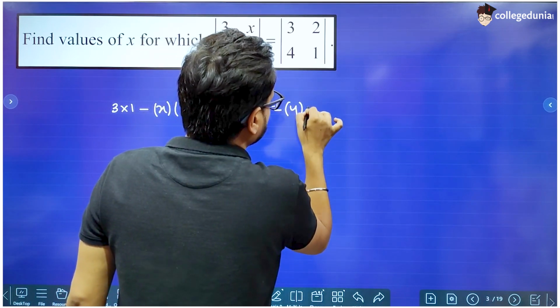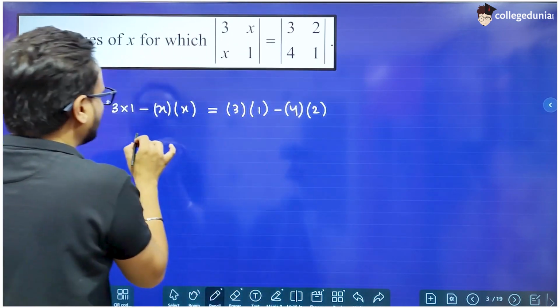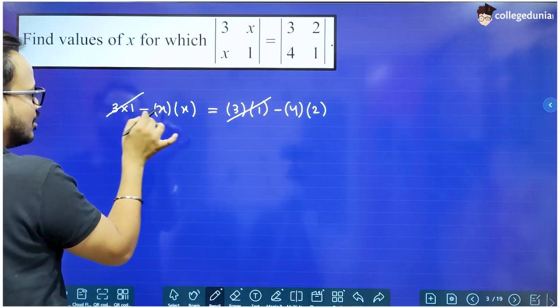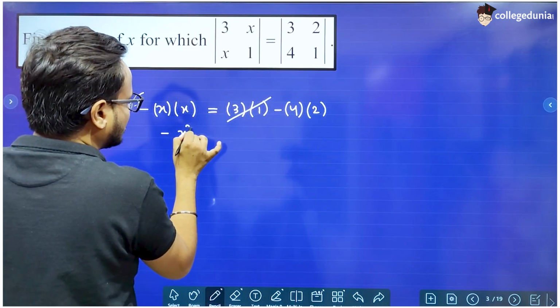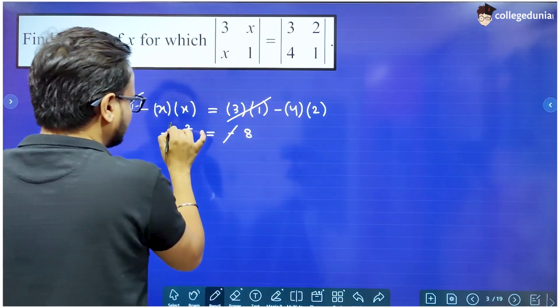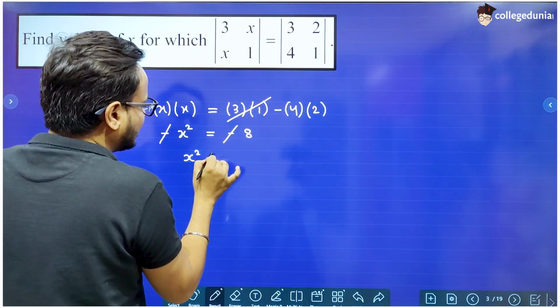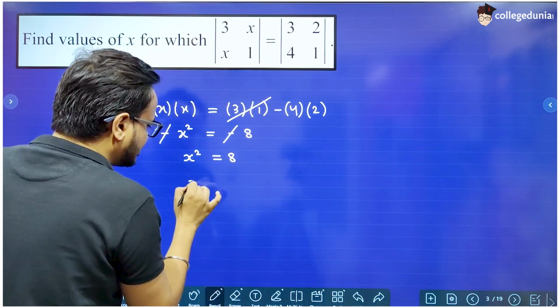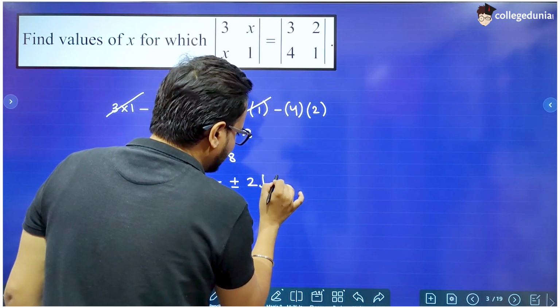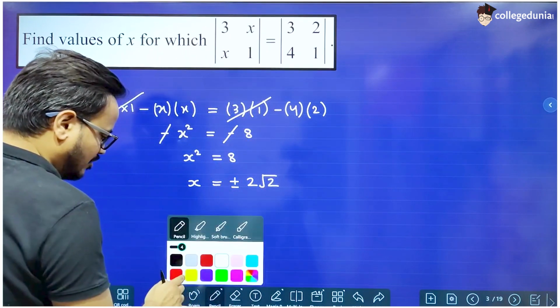and this one is 3 into 1 minus 4 into 2. So the 3 and 3 cancel, minus x square equals minus 8. x square is 8, or x is plus minus root of 8, which is 2 root 2, right?